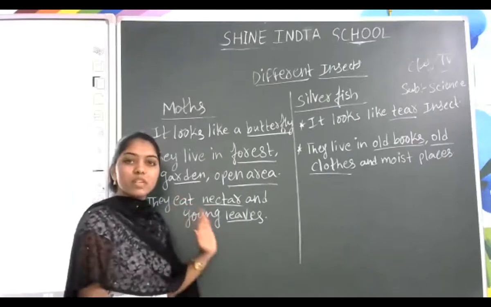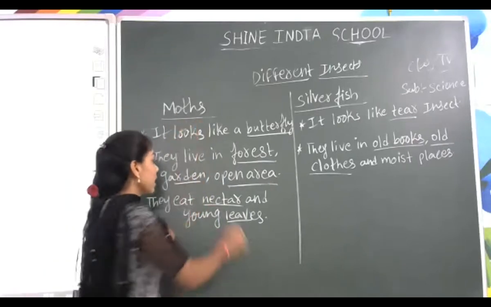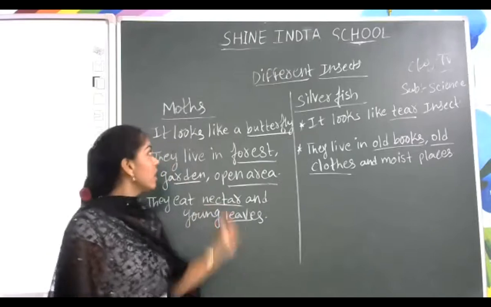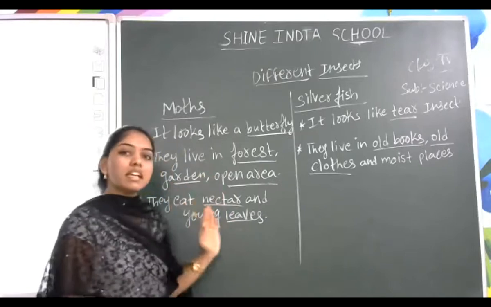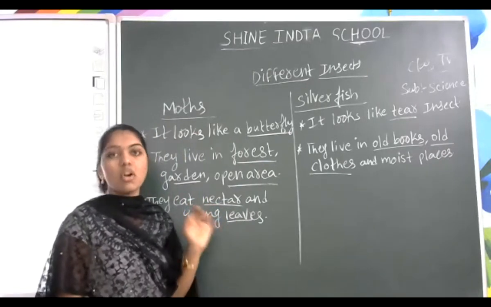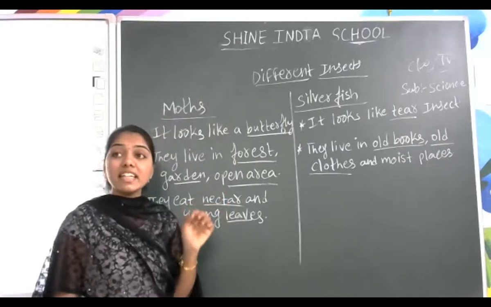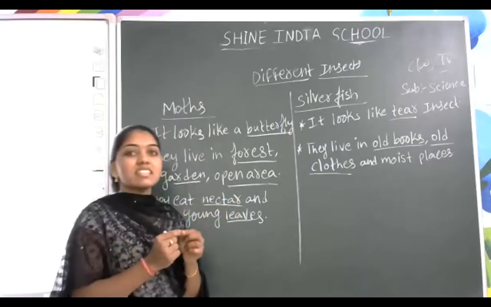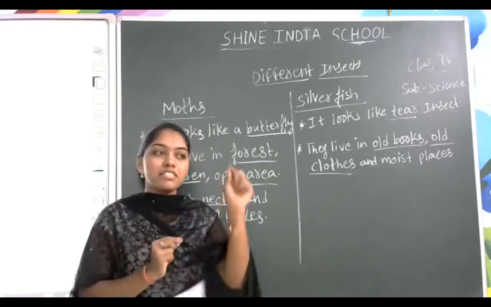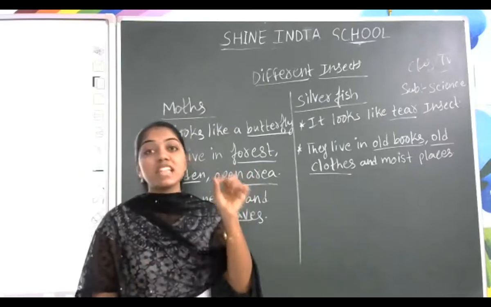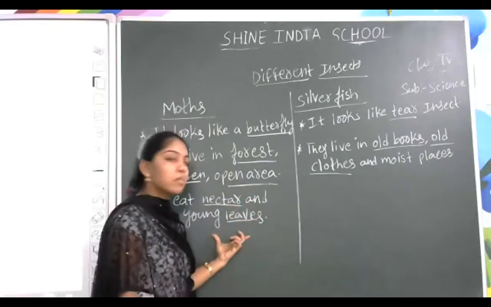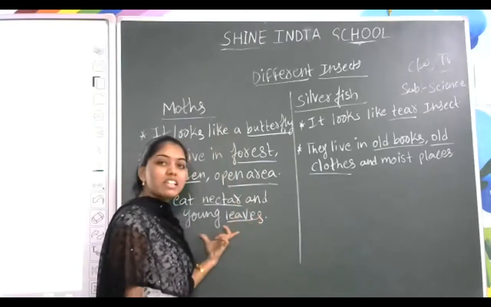Here are the two food items we have seen for the moths. What is that one? Yes, nectar, and the second one is the leaves. These are the two types of food eaten by the moths. Mostly they drink only the nectar. If nectar is not available in the forest or in the garden, then they eat the end leaves. End leaves means the starting. For every plant, you can see first a small leaf, then afterwards the leaf size increases day by day. The starting point of the leaf will be eaten by the moth. So we have it as the end leaves.